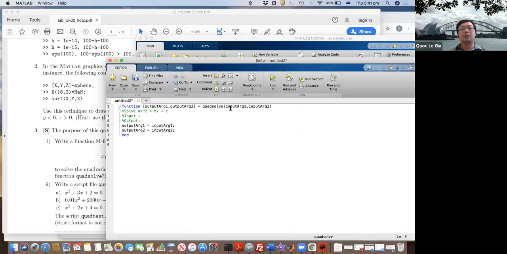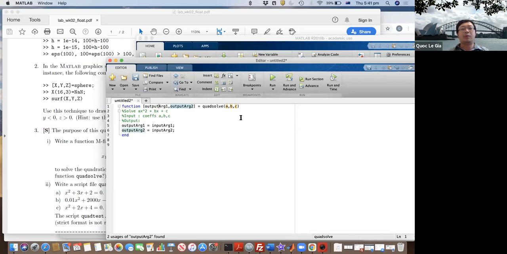ABC, yes, should be ABC. So the input should be the coefficients, A comma B comma C. So you write A comma B comma C here. So then what is the output?